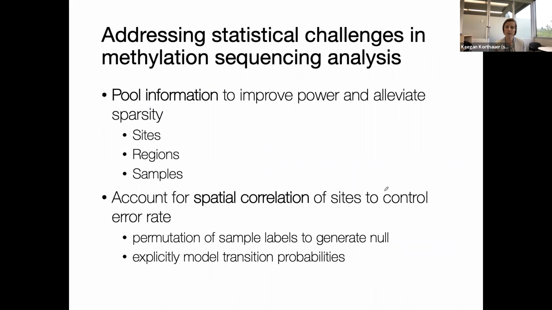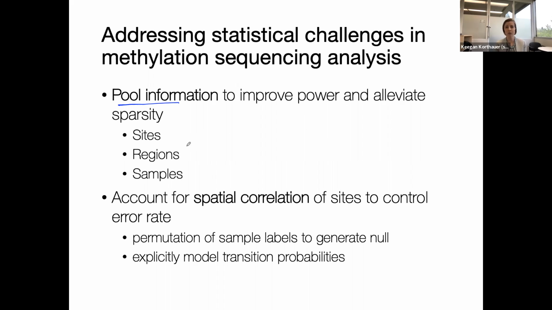So just to conclude, since it's time to wrap up, to conclude our tour of analysis of sequencing methylation data, I just want to briefly summarize the main themes regarding the statistical challenges in dealing with the sparse and high-dimensional nature. So I talked about 3 quite different examples, completely different data types, but they all had some feature in common, which was pooling information. And the motivation for that ranged from improving power to alleviating sparsity.